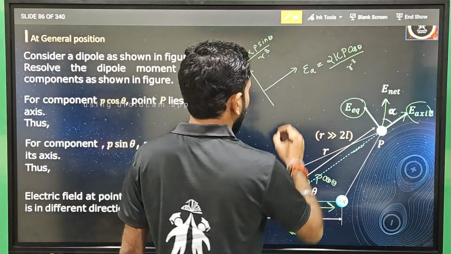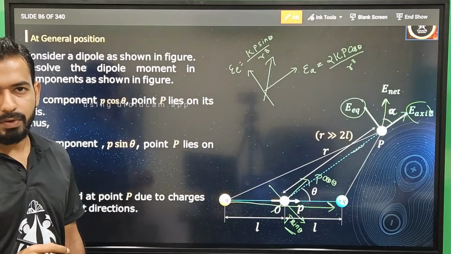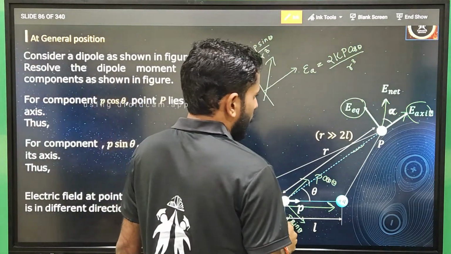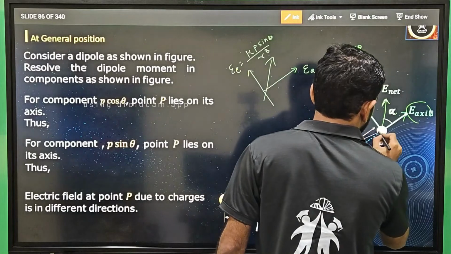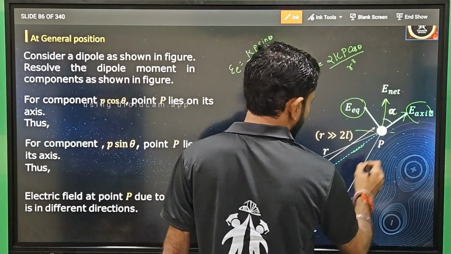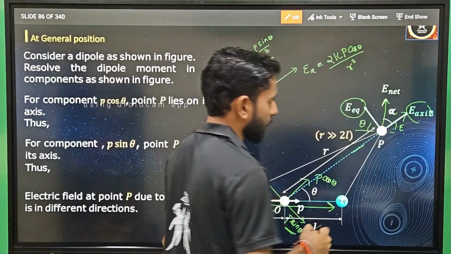And now what do I have to do? I have to resolve these two vectors only. That is what I have to do. If I talk about the angles, what is the angle between them? This angle is theta, correct? That means this angle is also theta, and this angle is also theta, correct?